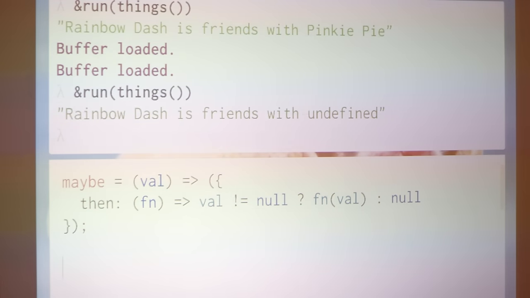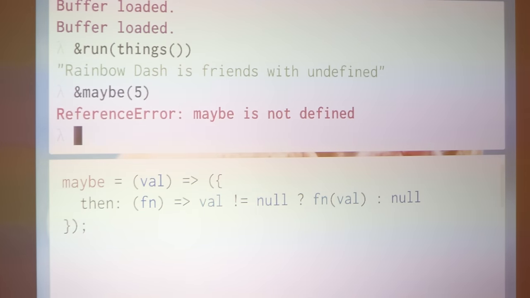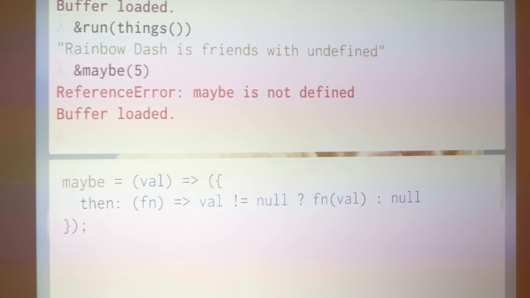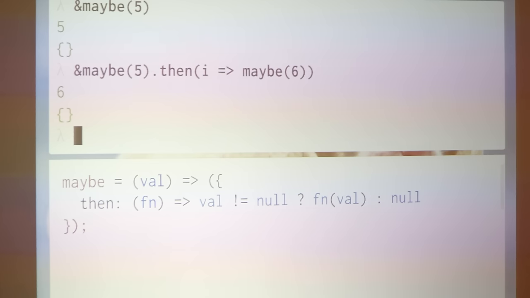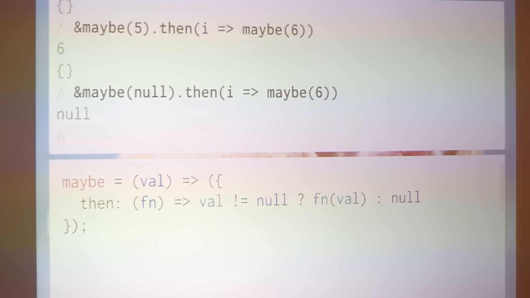And I would like, if we just have a look at this, maybe of 5. Maybe is not defined. Like that. And we can go maybe of 5, then I is so maybe I'm 6. That gives us a 6. But if the first maybe is null, then nothing happens instead. So the chain stops if one of these values is null, is the idea.